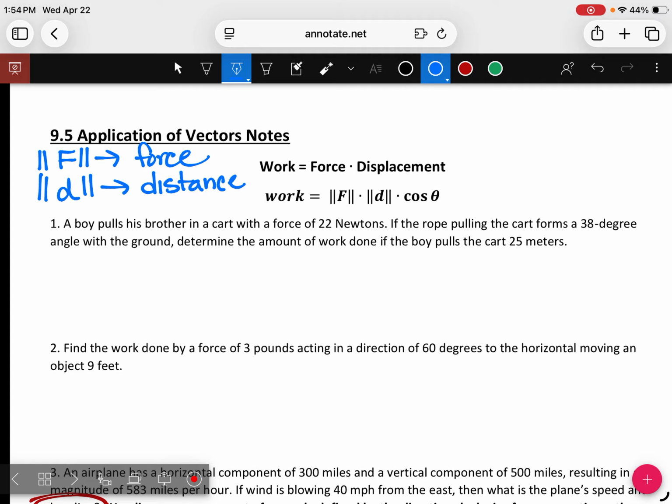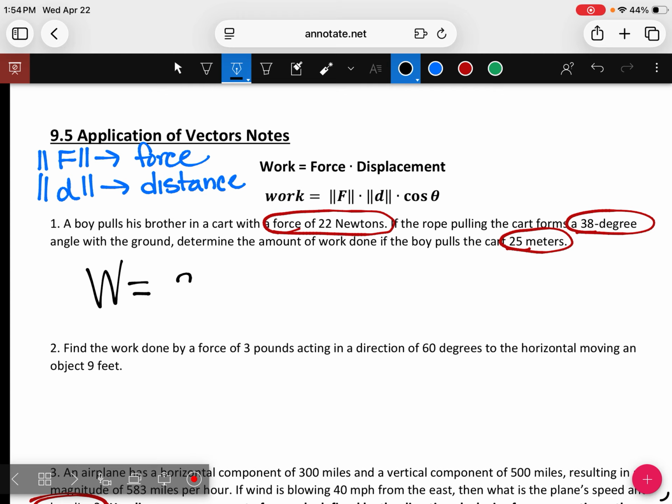So question number 1 says, a boy pulls his brother in a cart with a force of 22 newtons. I'm going to stop there and circle that. That's important. If the rope pulling the cart forms a 38-degree angle, that's important. That's my angle. With the ground, determine the amount of work done if the boy pulls the cart 25 meters. Work equals force, 22, times distance, 25, times the cosine of the angle. Type it in.